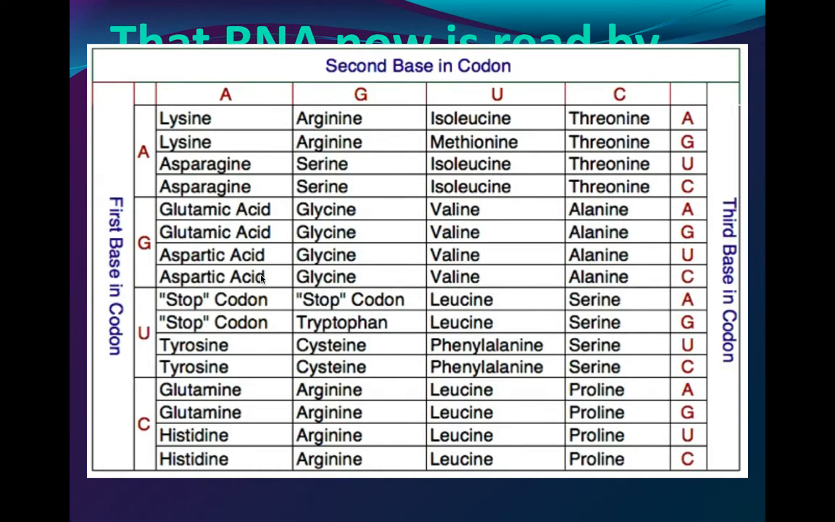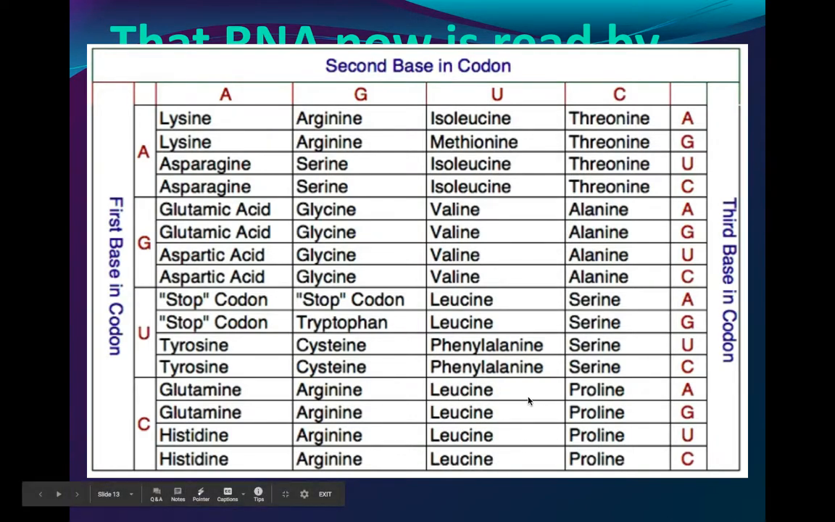Okay, on your scratch paper, you have CUA as your next codon. So see if you can find where CUA is. Okay, so we got first letter C, so we know it's down here somewhere. Second letter U, so again, we know it's right here.